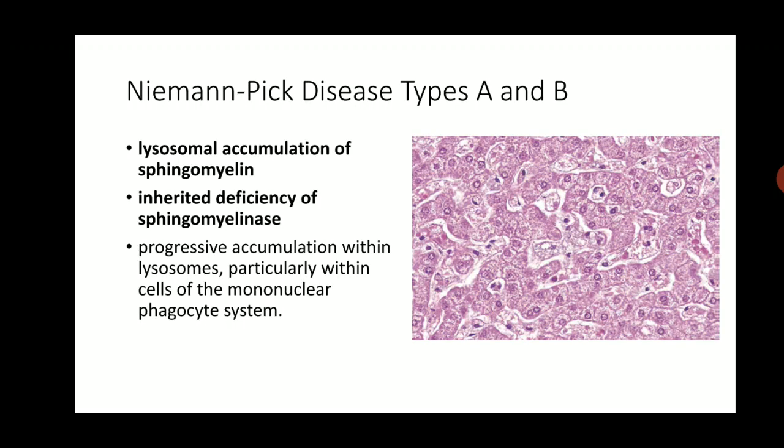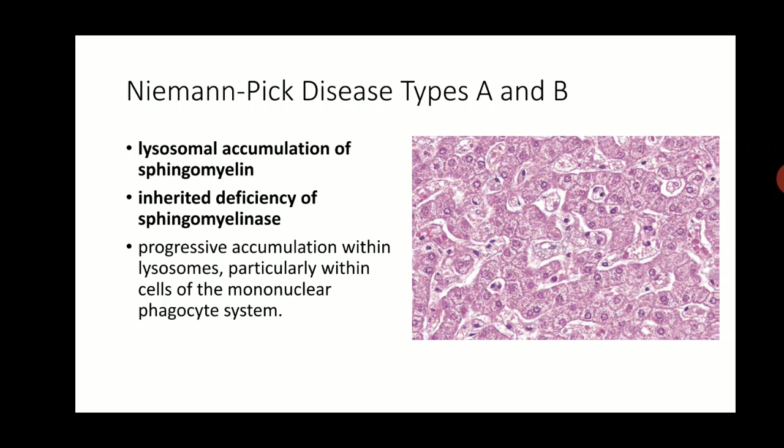Niemann-Pick disease is a similar disease. Here the accumulated substance is sphingomyelin, and the deficiency involves an enzyme called sphingomyelinase. Type A, type B and type C, 3 types are recognized. The common character of all the Niemann-Pick disease is that there is progressive accumulation within the lysosomes and the mononuclear phagocyte system of sphingomyelin. The picture on the right hand side is of liver.